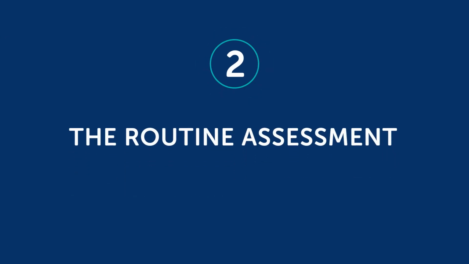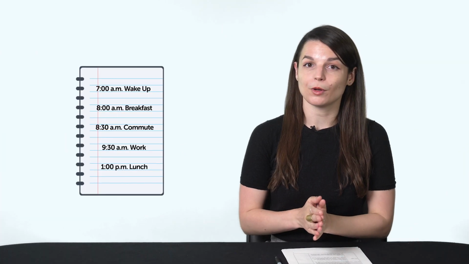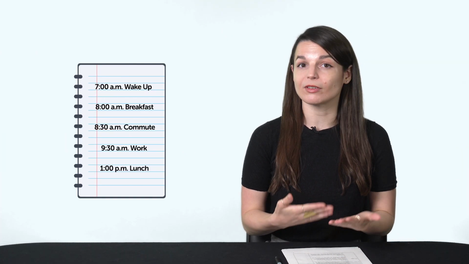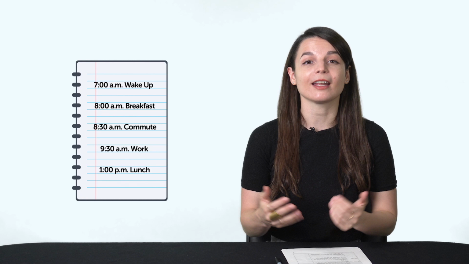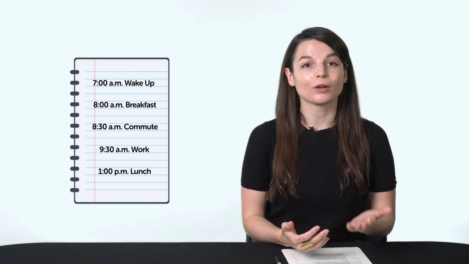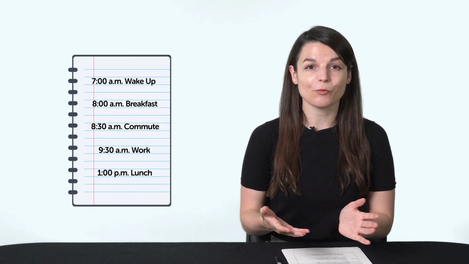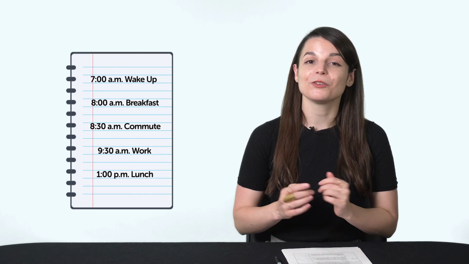Write out your daily routine for a whole week. For example, wake up at 7 a.m., breakfast at 8 a.m., commute to work at 8:30 a.m., arrive at work at 9:30 a.m., lunch at 1 p.m., and so on. Do this for every day of the week. The goal here is to see what your daily routine is like, so you know when you're free, when you're busy, and where you can fit in language learning.